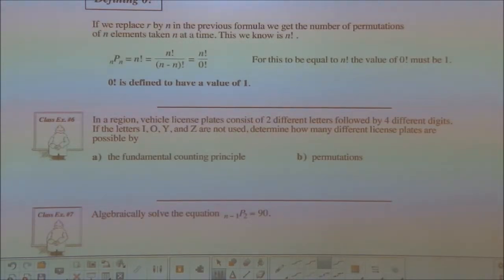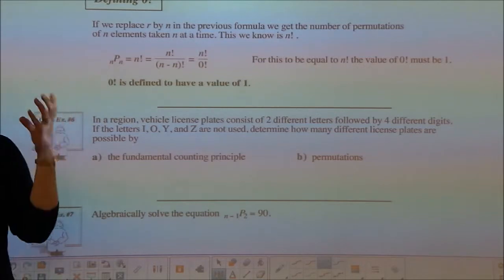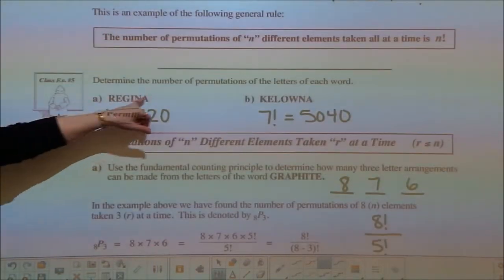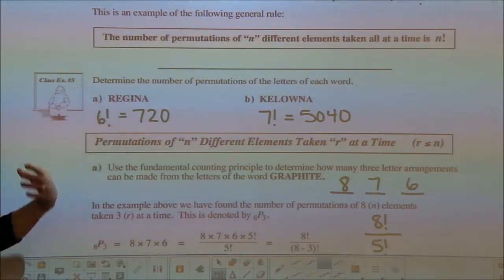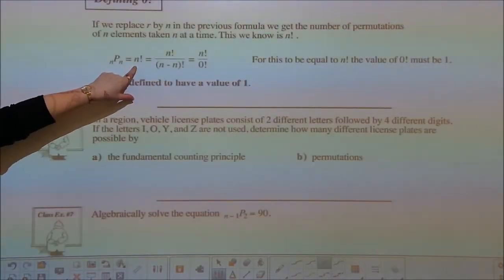If we replace r by n, we get the number of permutations of n elements taken n at a time, which is known as n factorial. So we know from right here, the number of permutations in the word Regina is 6 factorial, because I'm taking them all together. So we know that nPn is the same as n factorial.